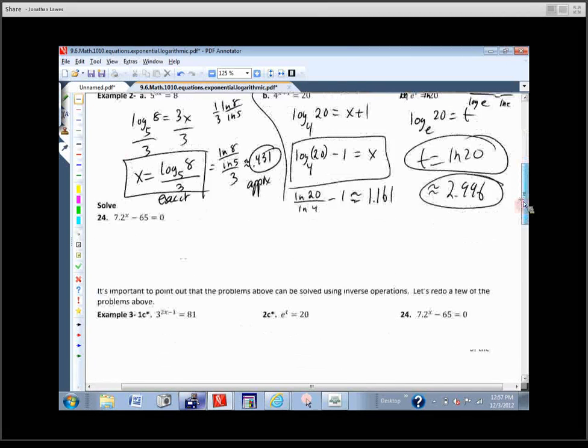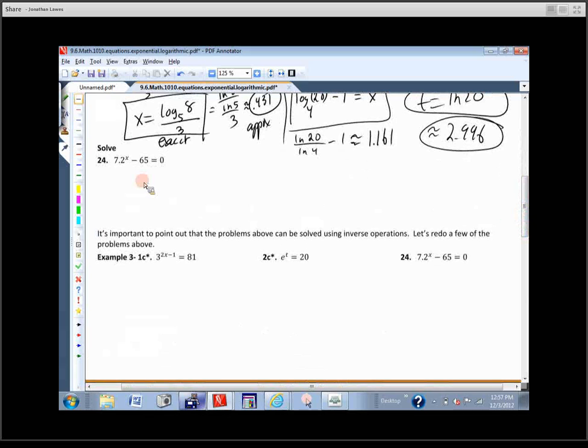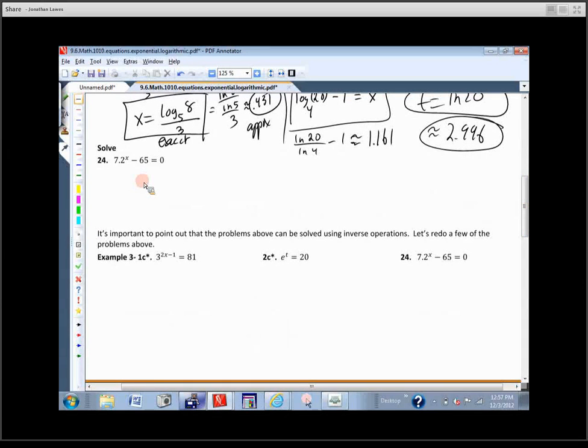All right, let's take a look at this next one right here. This is problem number 24. It's either on your assignment or one very much like one on your assignment. How would we do this? Move 65 to the other side, so we're going to add 65. So that's going to be 7.2 to the x equals 65.